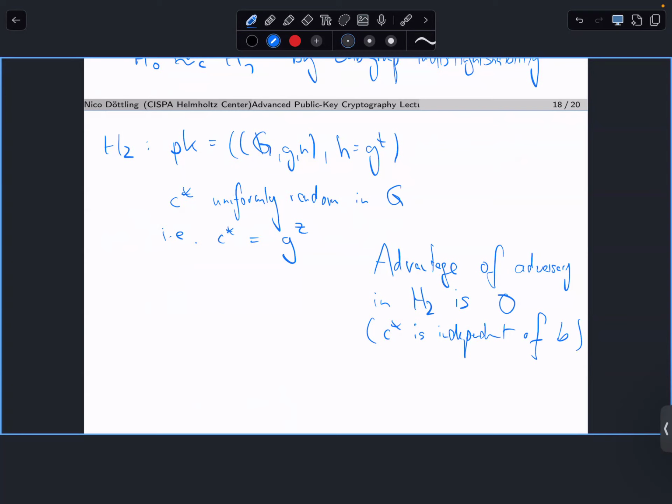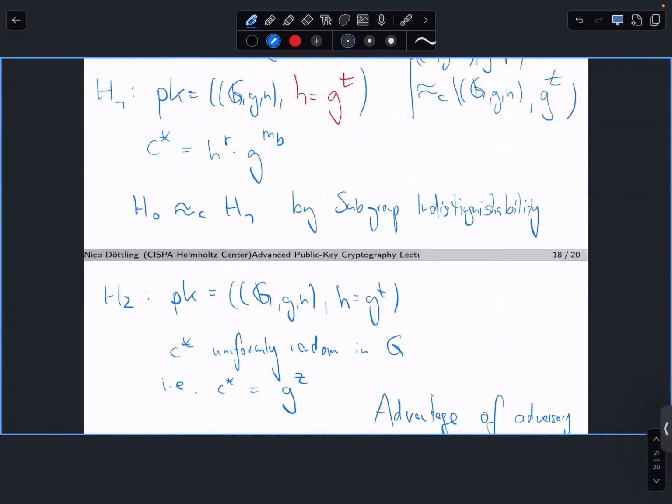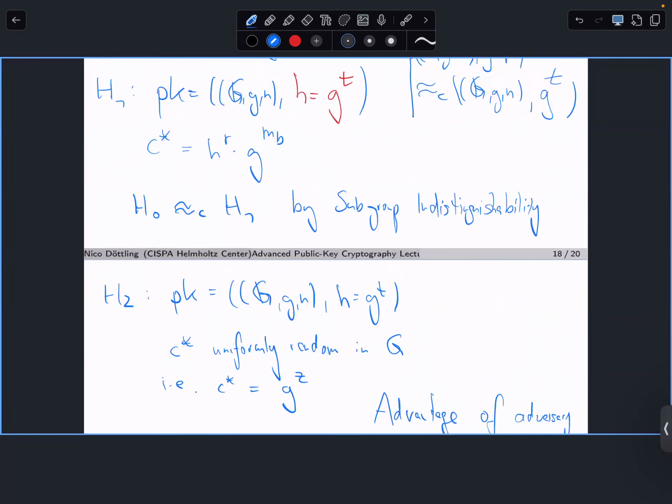So all that we have to show is that H1 and H2 are indistinguishable. We're going to show something even stronger. They are identically distributed, right? Even if you have infinite computational power and you have infinite luck, you wouldn't be able to tell H1 and H2 apart. How can we do this?